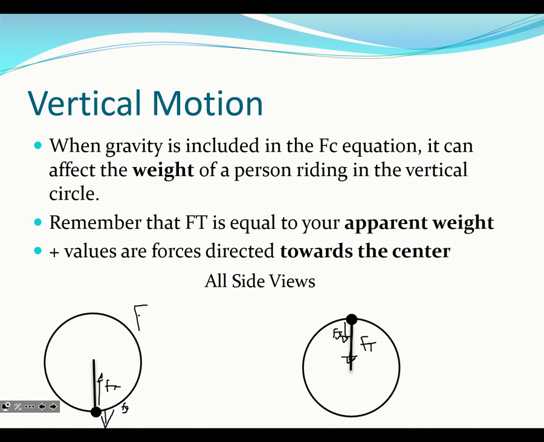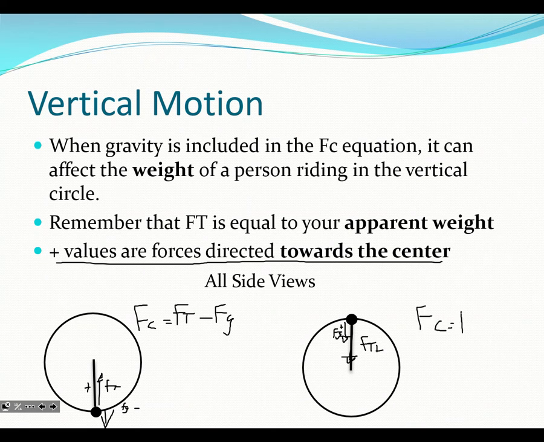If I wrote an FC equation for this, remember that positive values are always directed towards the center of the circle. That's what we're going to use. So this is positive, this is negative. They're going in opposite directions, so I'd say positive Ft and negative force of gravity. That's what my FC equation for this would look like. Both of these are going towards the center of the circle. So if I wrote an FC equation for this, it would be Ft plus Fg.